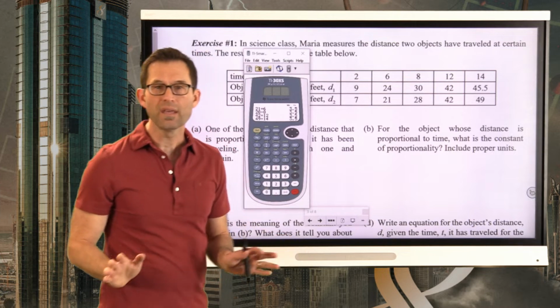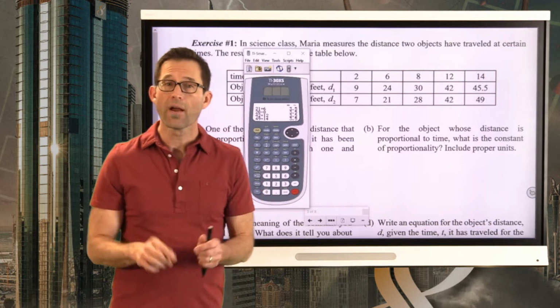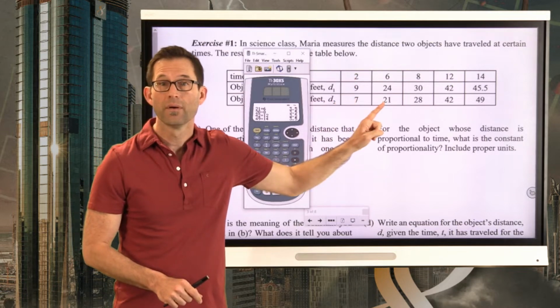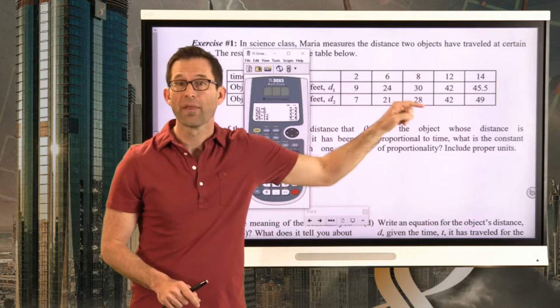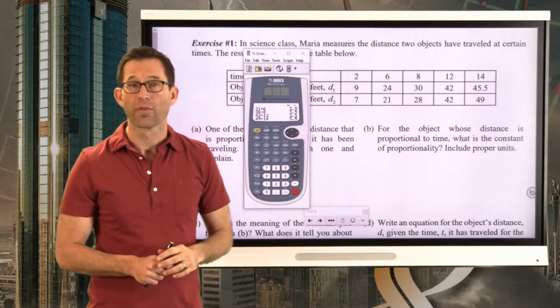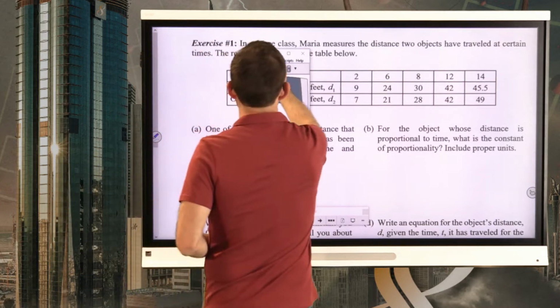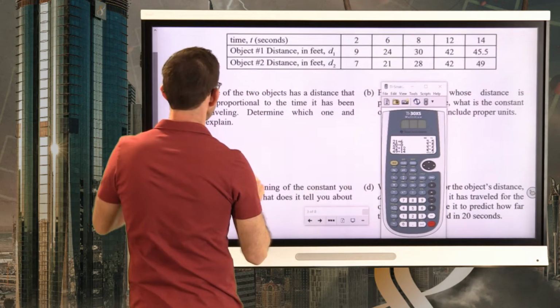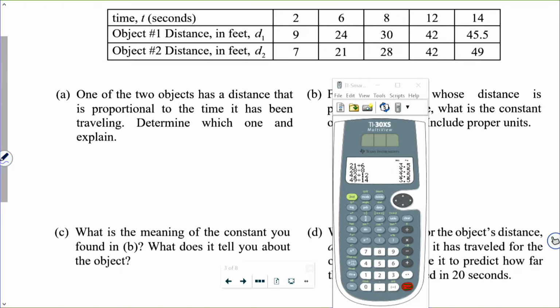And so what I see in this case is that every time I do this distance divided by this time, I'm always getting 3.5. All right, so let's fill in letter A real quick. One of the two objects has a distance that's proportional to time. Determine which one. That is going to be object 2.